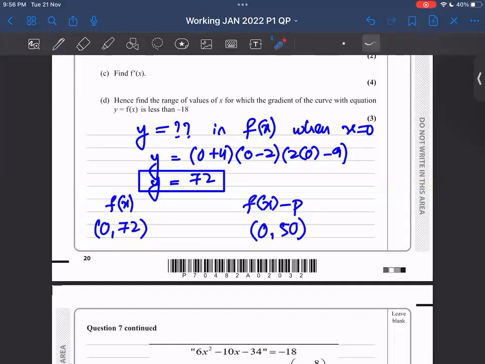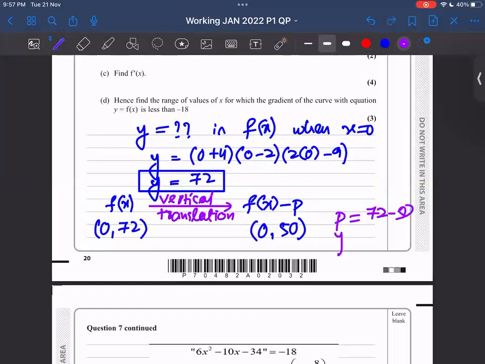Now this is the vertical translation, and the point is moving downward. You can see that at x equal to 0, from 72 it becomes 50 now. The point has moved downward. So this p value is basically how much the curve has moved downward. The value of x remains the same. How much has the point moved downward? It is 72 minus 50, which is the value of p. That is 22. The value of p is going to be 22.